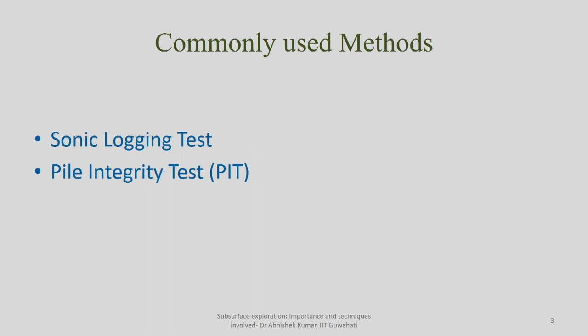So, in this particular case there are two methods. One is the sonic logging method, which is also called cross hole sonic logging, CSL, and then you have the pile integrity test, also abbreviated as PIT. We are going to discuss these two methods in today's class.